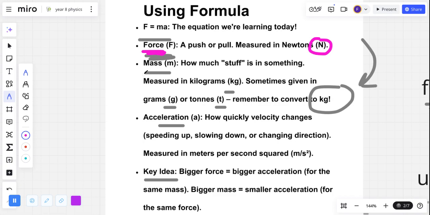M stands for mass. How much stuff is in something. And it is measured in kilograms. It's always kilograms. I'm very naughty, I will change this to grams and tons. But in physics, it's always kilograms. Chemistry, it's always grams. Physics, it's always kilograms.